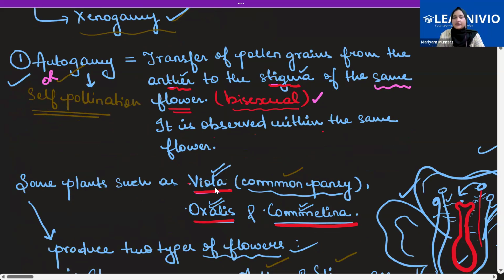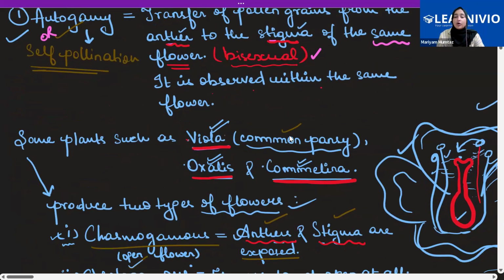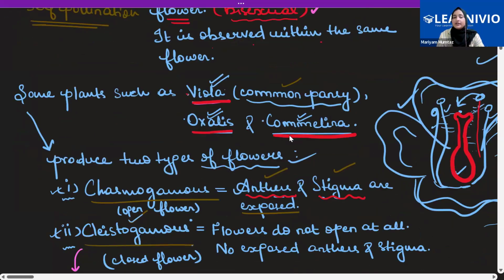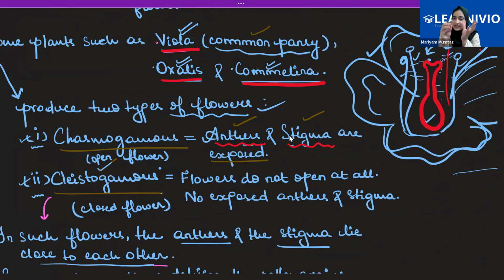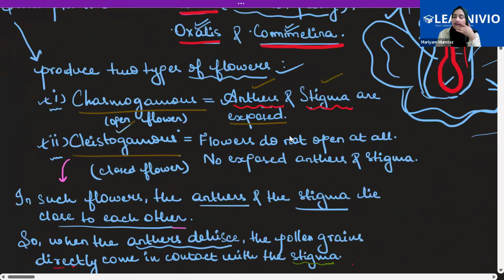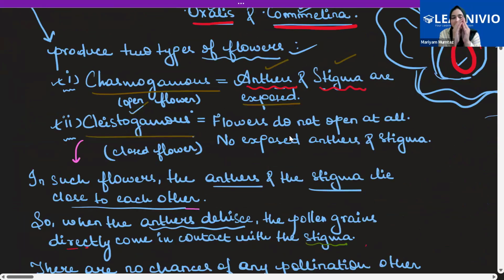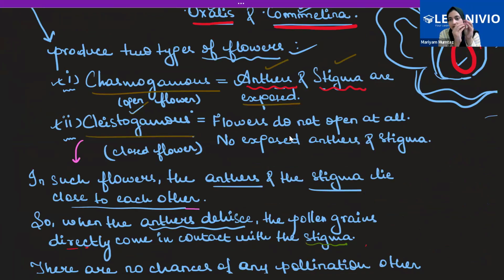Some plants such as Viola, which is known as common pansy, Oxalis and Commelina, these three plants produce two types of flowers. One is a flower that is open and exposed, meaning you can see the stamen and the carpel. Another kind of flower is closed. You can't see the stamen, you can't see the carpel. These are the cleistogamous flowers, which are closed. So the anther and stigma are very close to each other. Whenever the pollen grains are released, they will land on the stigma and successful pollination will be done.